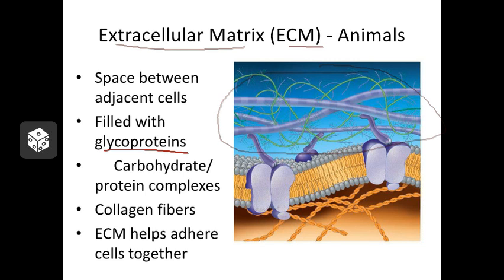A glycoprotein is a carbohydrate molecule put together with a protein molecule. The major fiber that you find here is collagen. If you remember from chapter 5, collagen is that spring-shaped, really stretchy molecule. These fibers provide important attachment points for different kinds of enzymes and other molecules. It also ties the neighboring cells together.